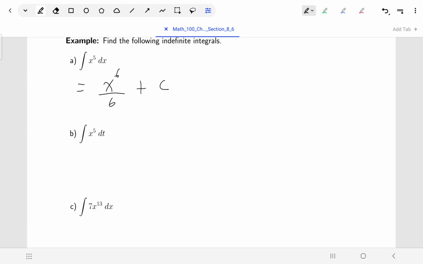We have to be careful here. The little dx at the end is important. It's telling us we're integrating with respect to x. x is the variable for this.